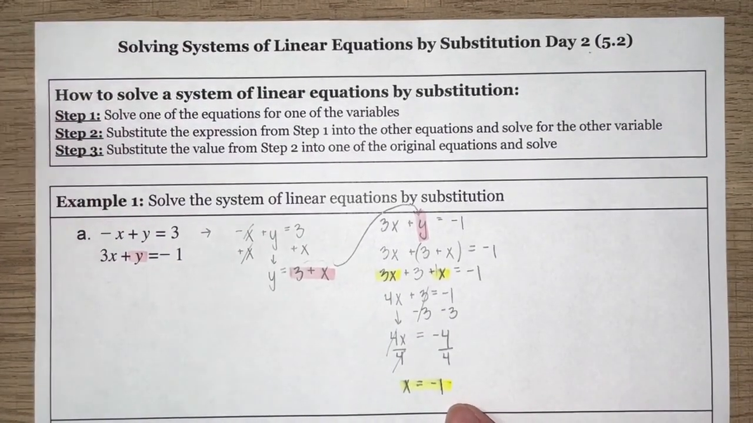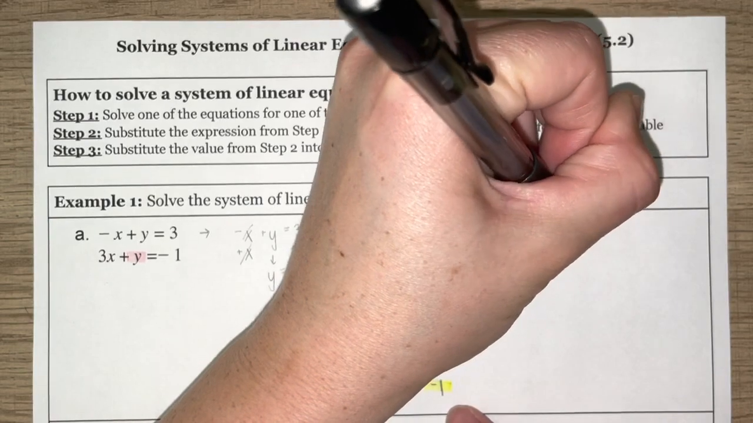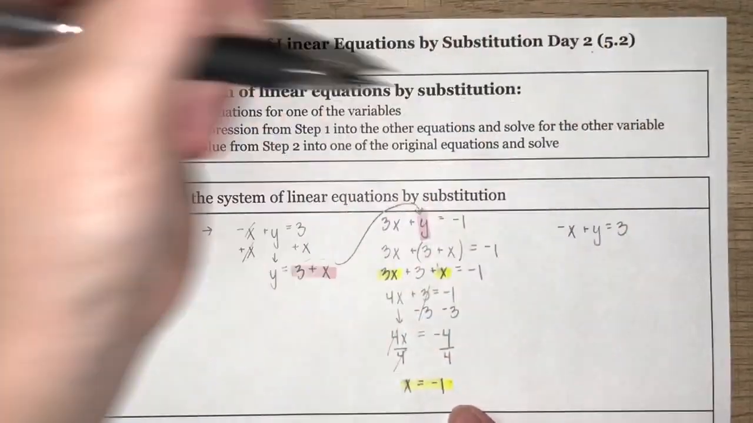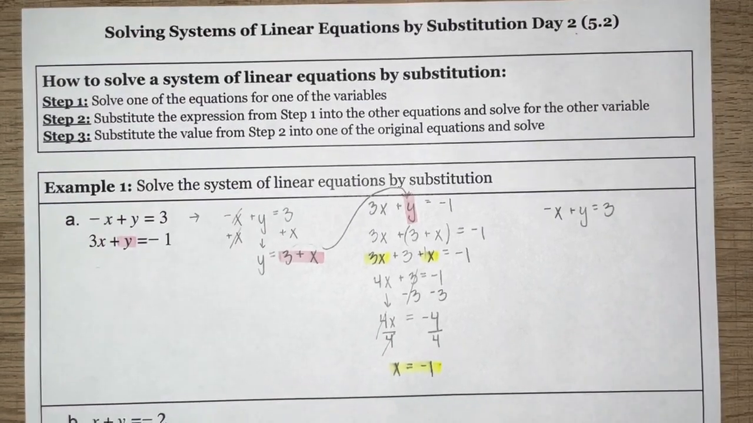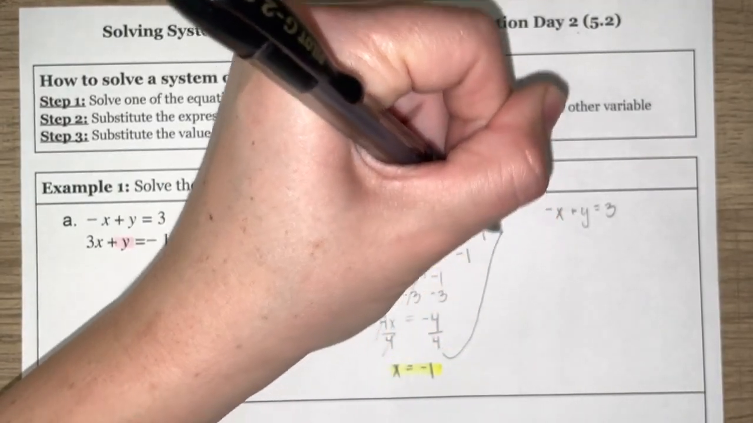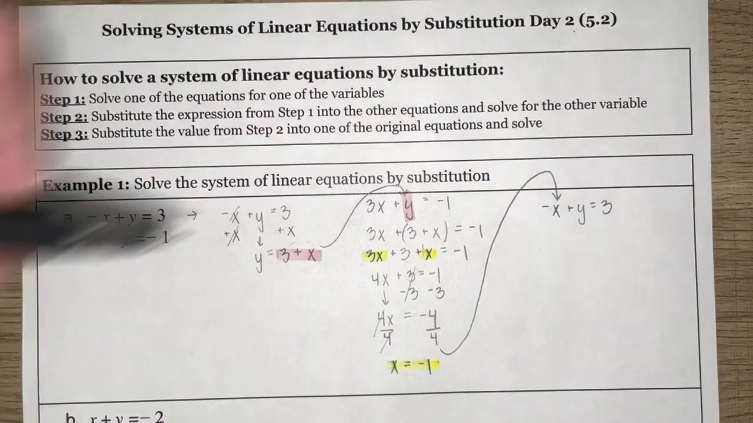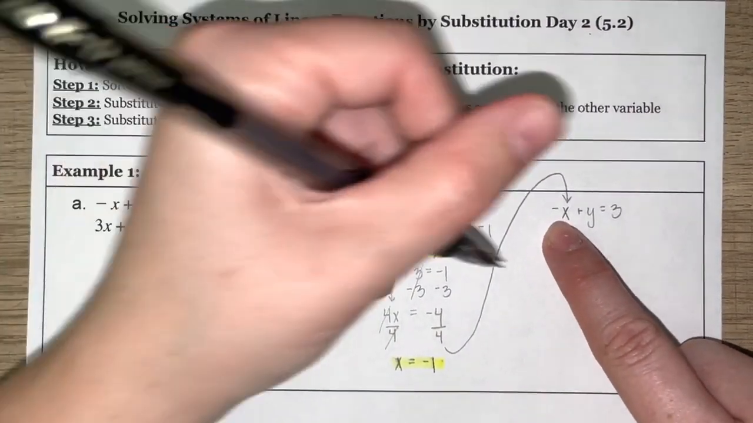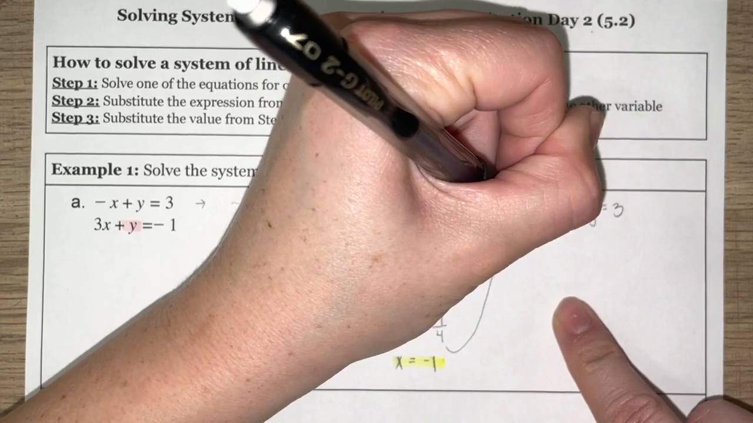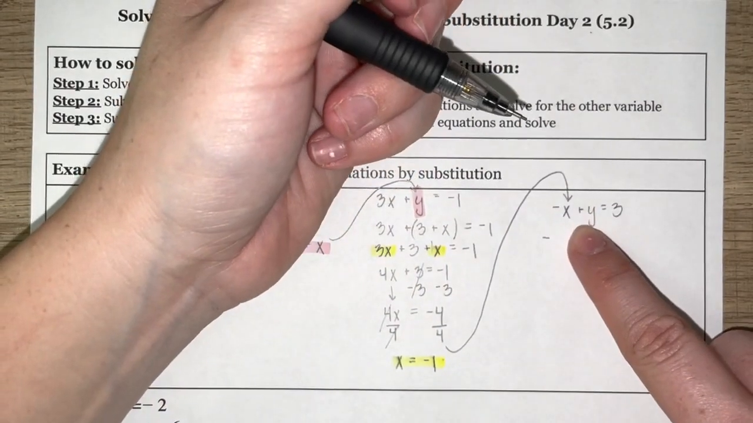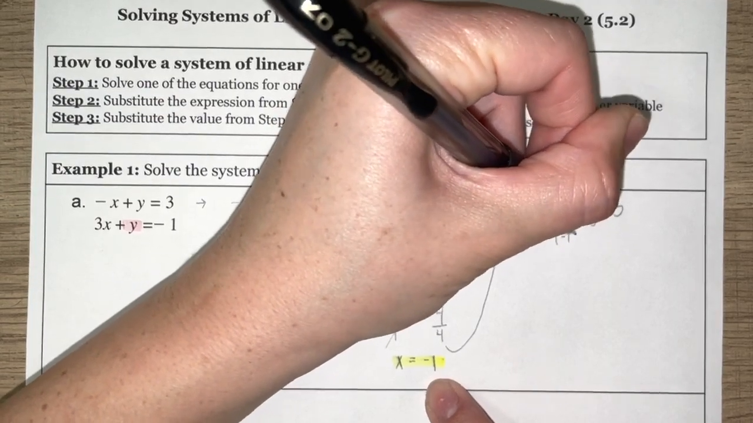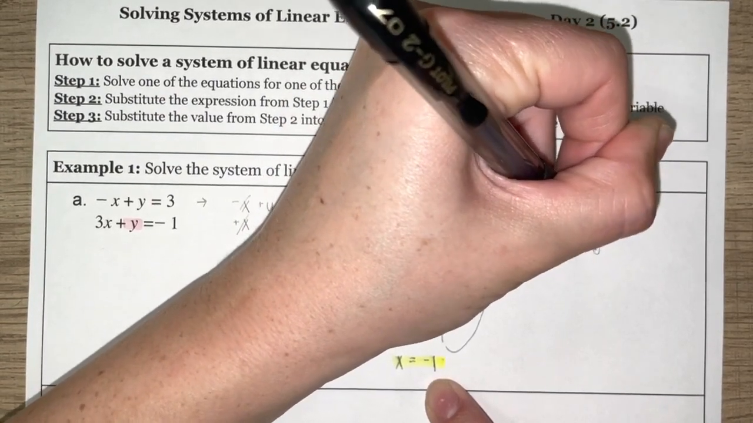So I'm going to rewrite the first equation. Negative x plus y equals 3. And then if I'm saying that x is equal to negative 1, that negative 1 will get substituted into the equation where x is. So I have this negative out in front, so that negative stays there, and then x is negative 1. So this turns into negative negative 1 plus y equals 3.